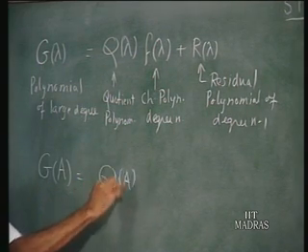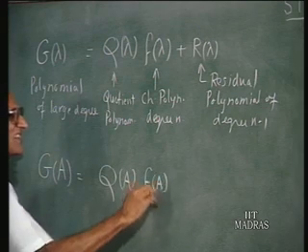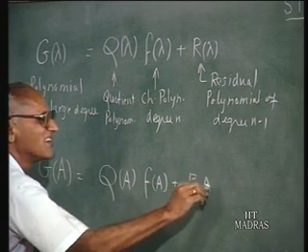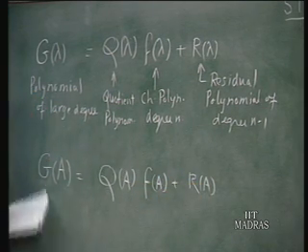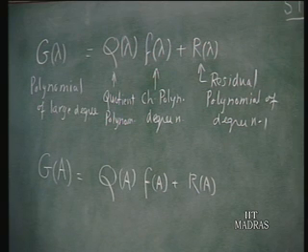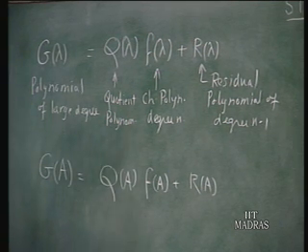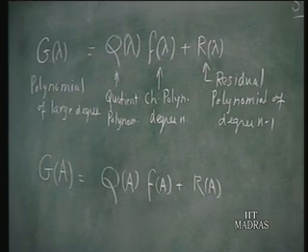G(A) equals Q(A) F(A) plus R(A), where the coefficients in all these polynomials are one and the same, except that in place of the variable lambda you get the matrix A. So whatever you do in the scalar polynomial, you can also do in the matrix polynomial.